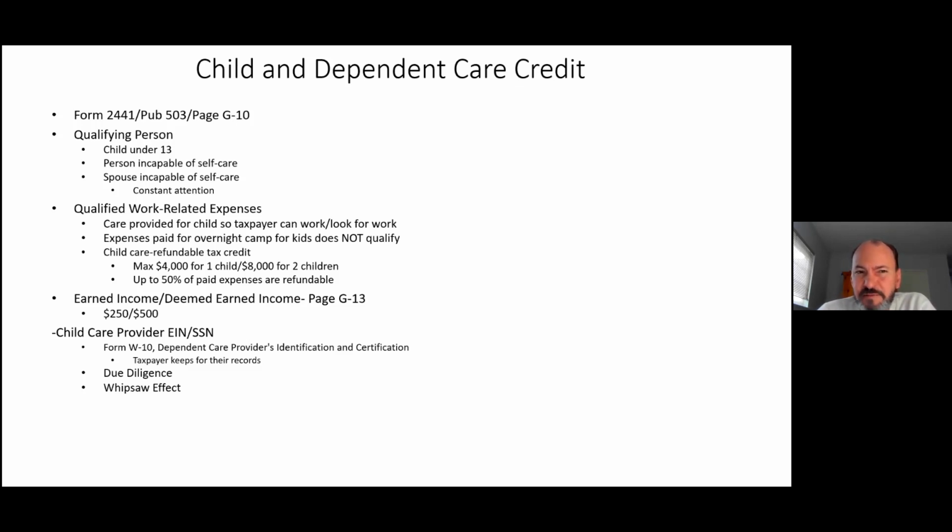What I've seen in the VITA program, I've seen a lot of different things, but typically you're talking about minor children under age 13. And then your work-related expenses, that's again, the typical example is you're paying, like when my son was under 13, we'd drop him off at the babysitter and we'd come back at 5 or 6 o'clock and pick him up. And I would go to work, my wife would go to work, something like that.